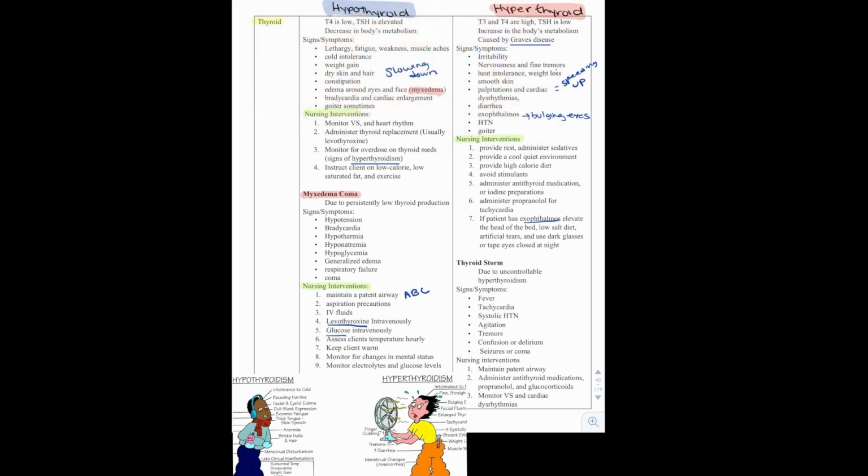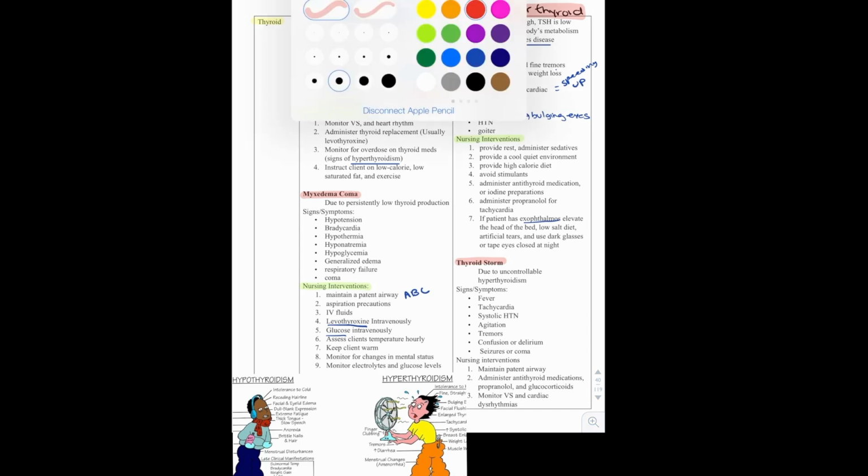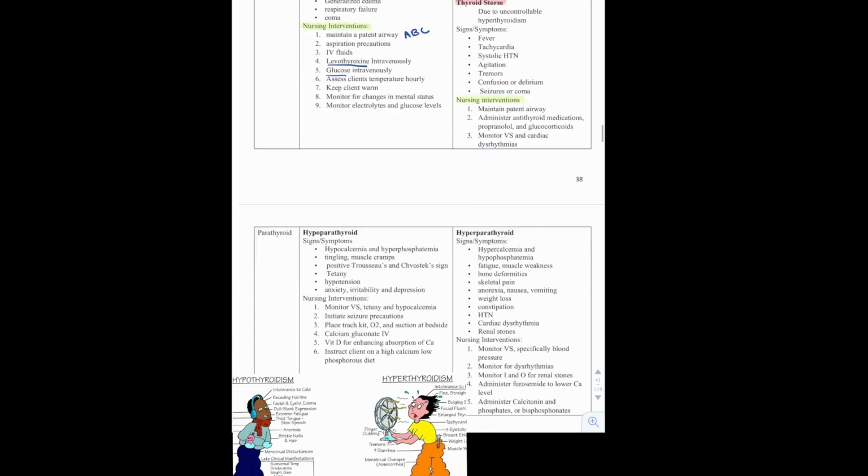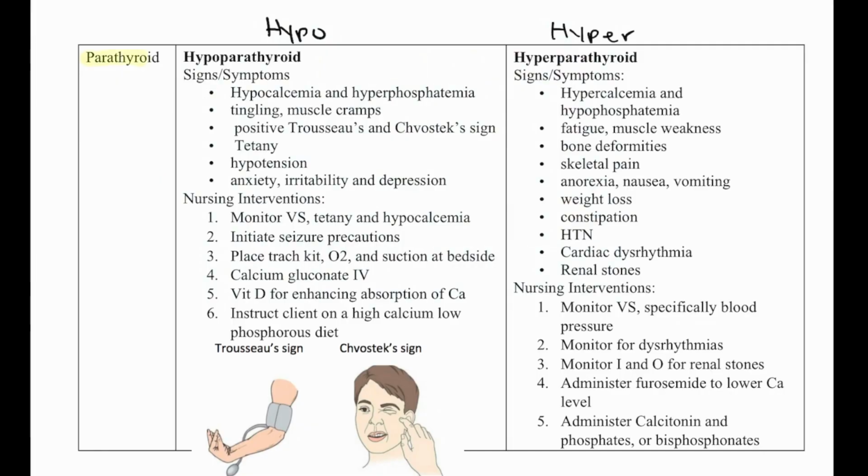Then we have something along with hyperthyroid called thyroid storm, and this is uncontrollable hyperthyroidism. We're seeing things like fever, tachycardia, systolic hypertension, agitation, tremors, confusion, delirium, seizures, and coma. And our nursing interventions include maintaining a patent airway, administer anti-thyroid medications, propranolol and glucocorticoids, monitor vital signs, and cardiac dysrhythmias.